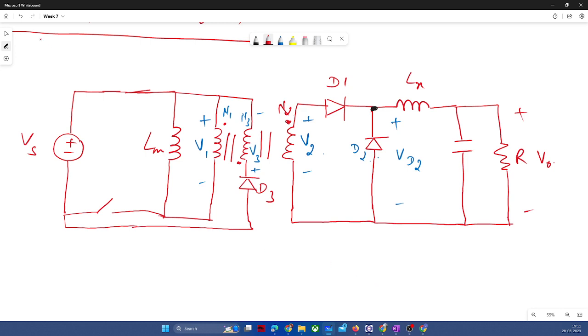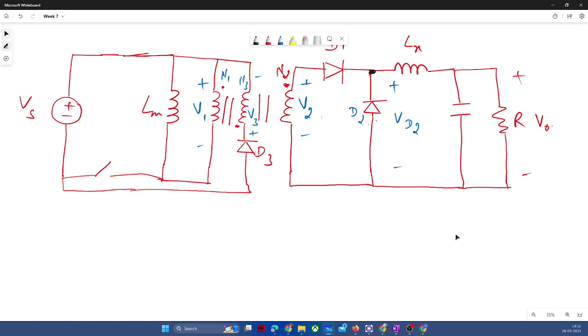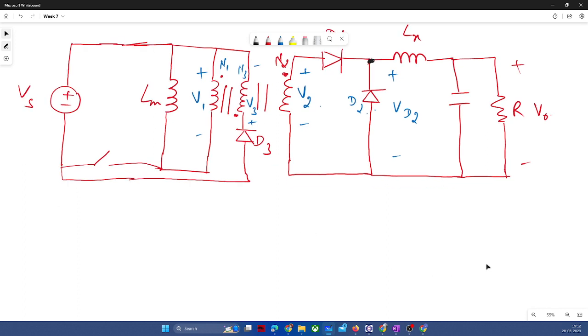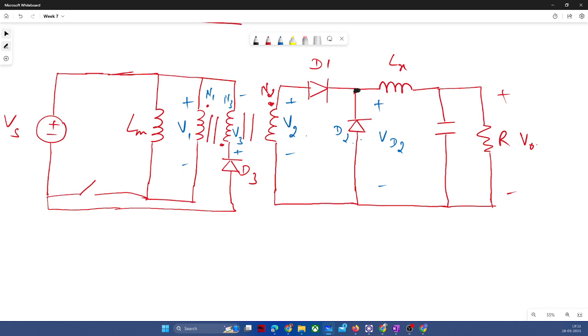Okay, so how I am saying that our tertiary winding will become forward biased will be much clearer when we see the expressions of this voltage V3 in terms of V1 and V2. So let us analyze once. Let me first copy this circuit.